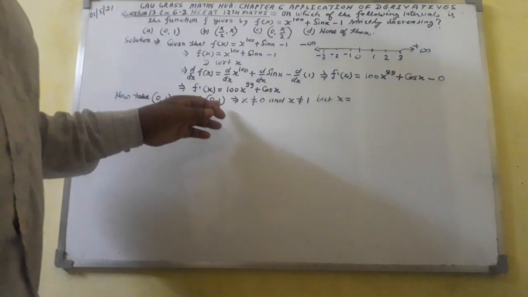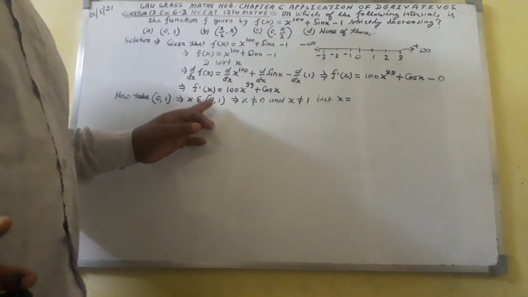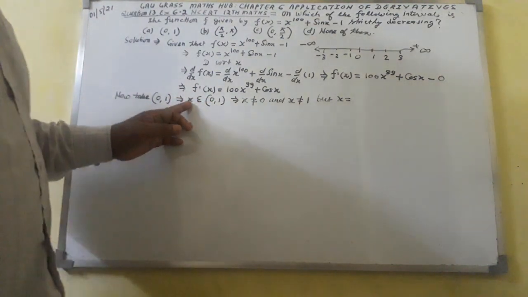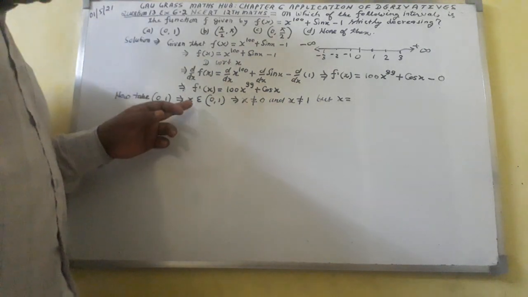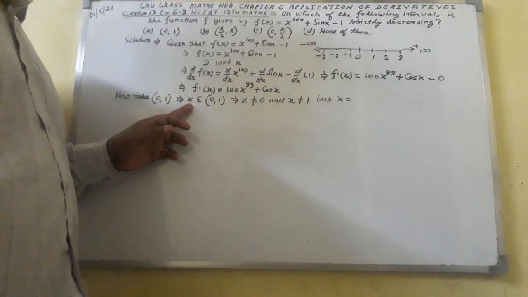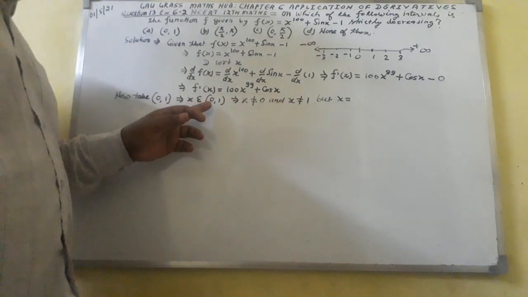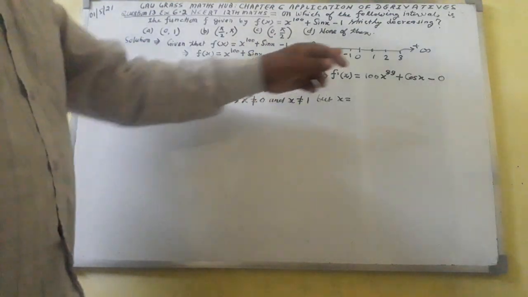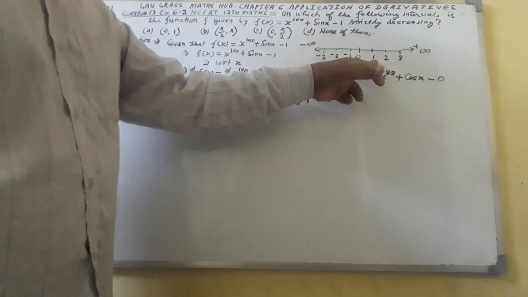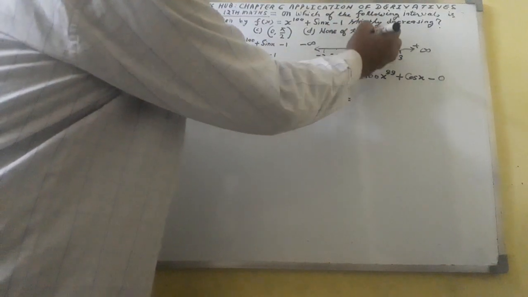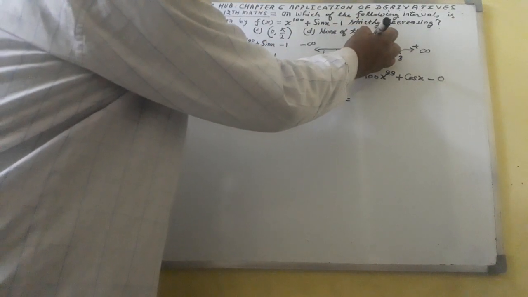Here it says x belongs to open interval 0, 1, which means that the value of x will be between 0 and 1. So in between 0 and 1, the value of x you can mark comes out to be 1 over 2.